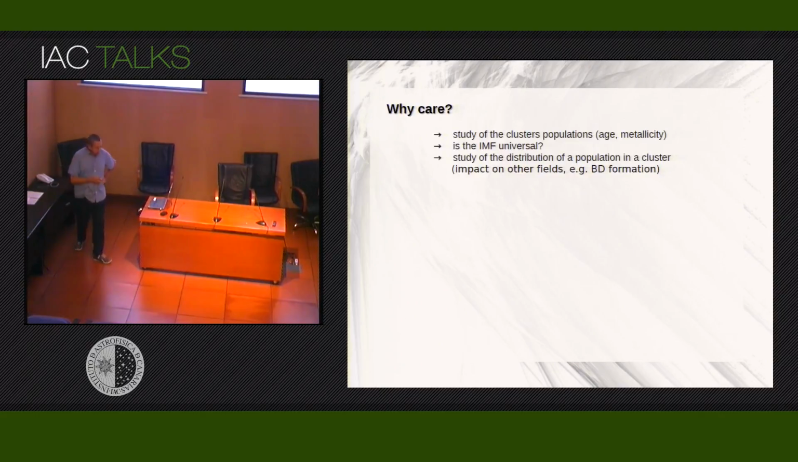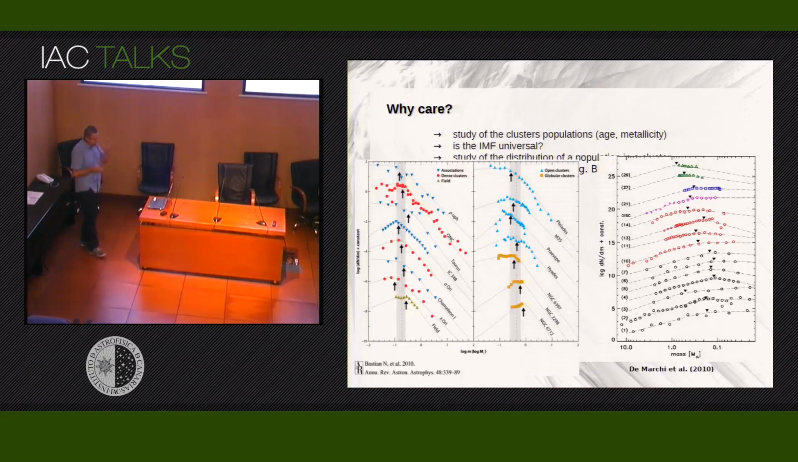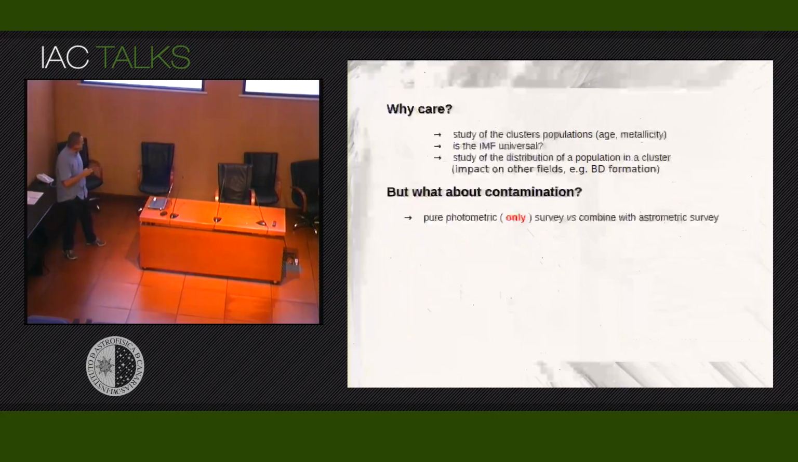Okay, so briefly, why care about the mass function in open clusters in the low mass regime? Well, of course, it's for different reasons. You can use the mass function to study the age and the metallicity. There is still the issue of whether the IMF is universal. These are two review papers on the topic from Nate Bastian and De Marchi that you can look for reference. In this case, they were looking for variation as a function of age.